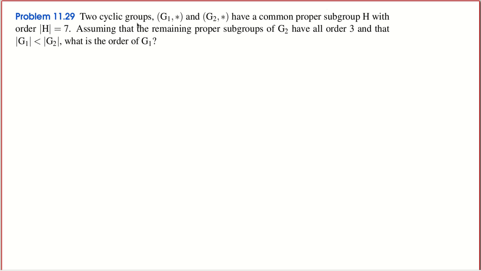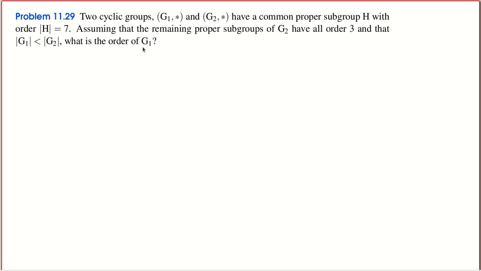In this problem, we're given two cyclic groups, G1 and G2, and we're told that they have a common proper subgroup H, and the order of H is 7. Of G2, we also have the information that any other proper subgroup has order 3. And finally, we know that the order of the group G1 is strictly smaller than the order of the group G2. The question is, what is the order of G1?